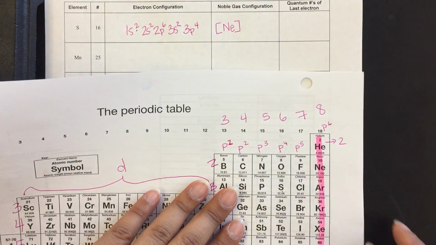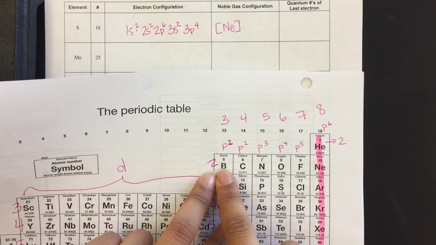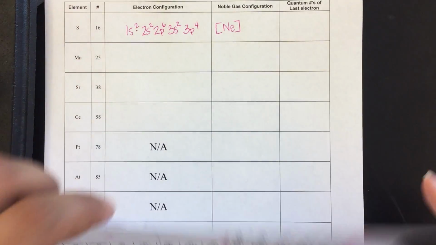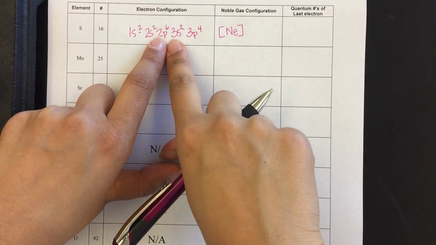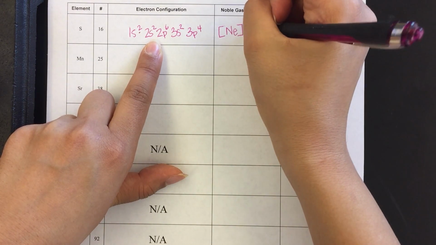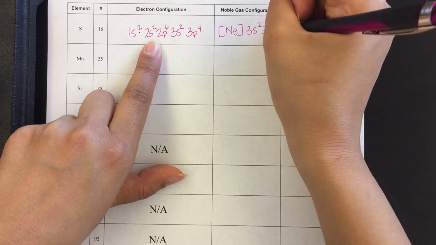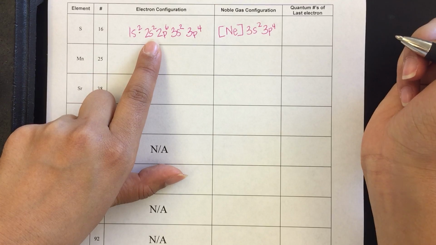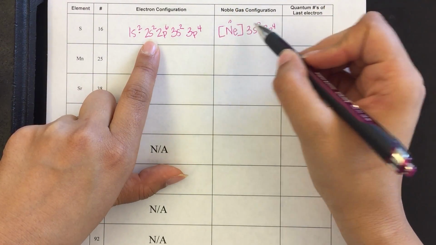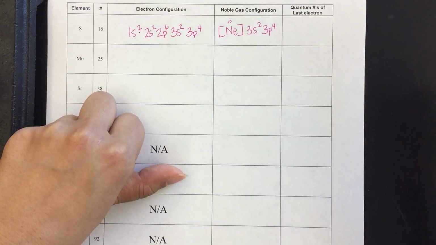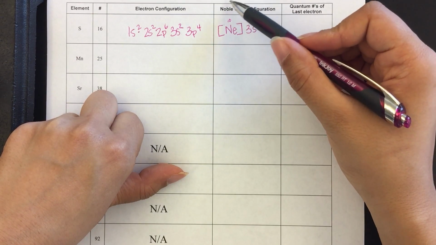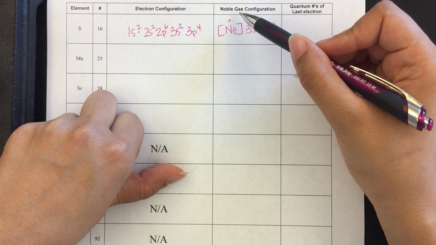So neon ends at 2p6. What that means is neon took care of all of this information. So all I have to write is neon 3s2, 3p4. Neon represents 10 electrons, so 10 plus 2 plus 4 still gives me my 16. So noble gas configuration means you're doing electron configuration, but you're using noble gases.